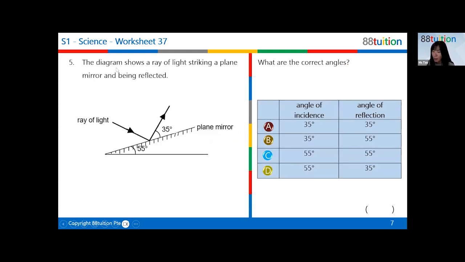Question 5. This diagram shows a ray of light striking a plane mirror and getting reflected. Now, when you are looking at this plane mirror, imagine this table here is just a table, and you have a plane mirror placed at an angle. This table doesn't affect the normal. You just refer to your plane mirror here, and then this is the normal that you should draw. Always draw your normal.